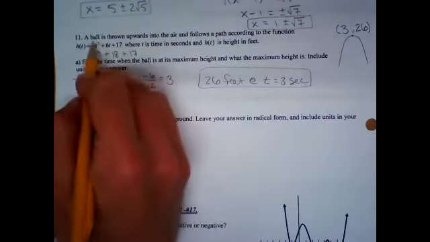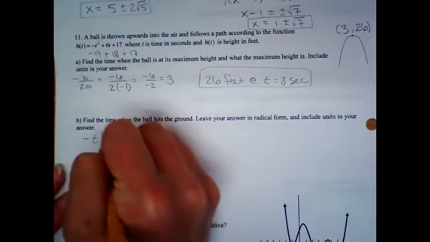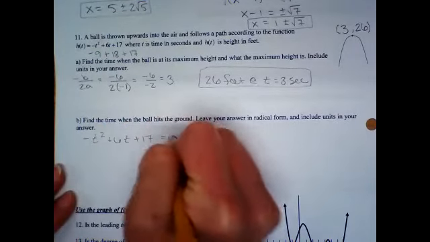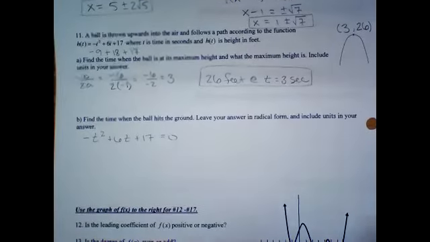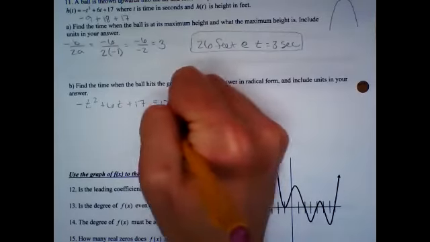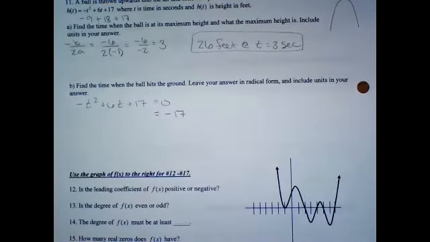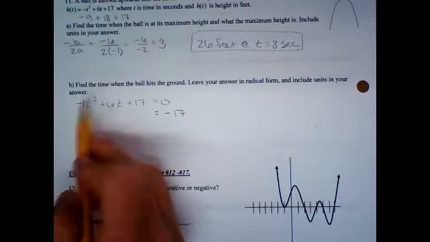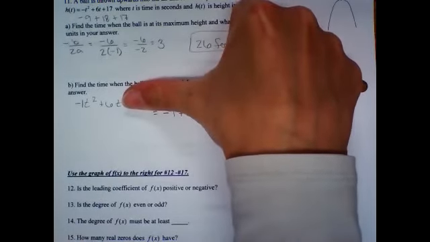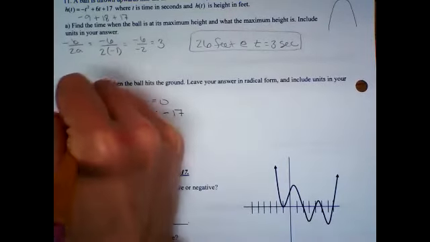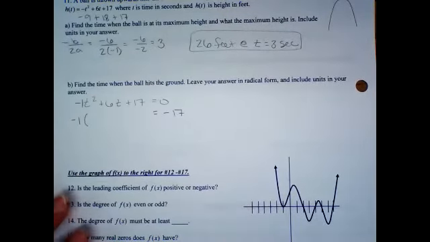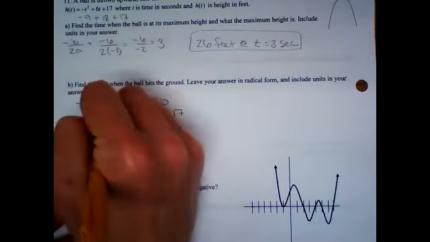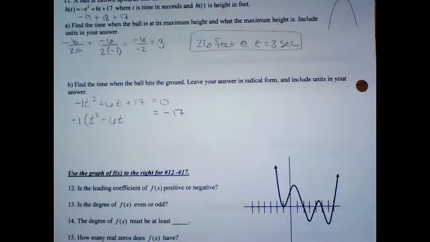All right, find the time when the ball hits the ground. If it's on the ground, that means we're going to set this equation equal to 0. Now it won't factor, so we're going to have to complete the square. You're going to start by subtracting over that 17. And you have to factor a negative 1 out of that first part. If you factor out a negative 1, you're going to be left with t squared minus 6t. When you mess with a negative, everything just flip-flops its sign.